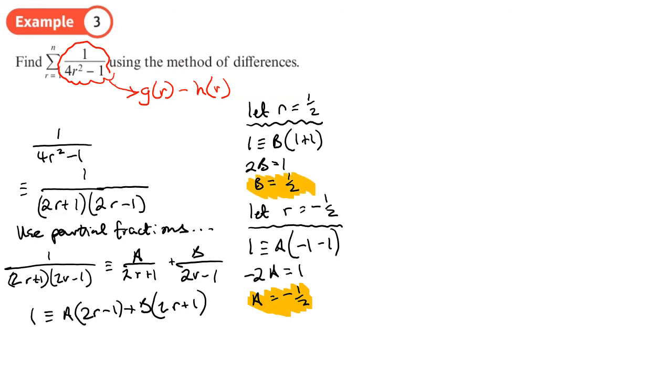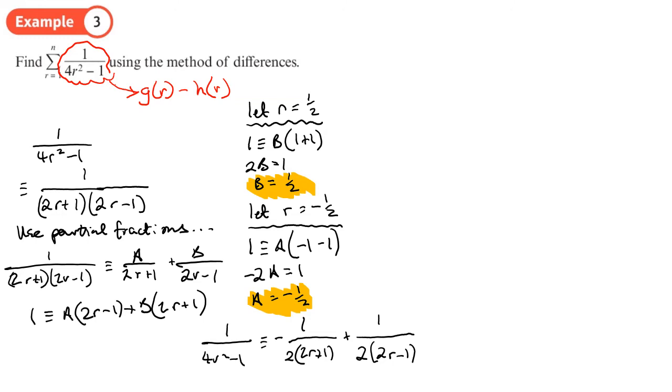Now what that means is that the expression that we started with, 1 over 4r squared minus 1, is equivalent to, now if a is negative a half, we can do minus 1 over 2, so there's my half, 2r plus 1. Then the second one, b is a half, so plus 1 over 2, there's my half, and then 2r minus 1.